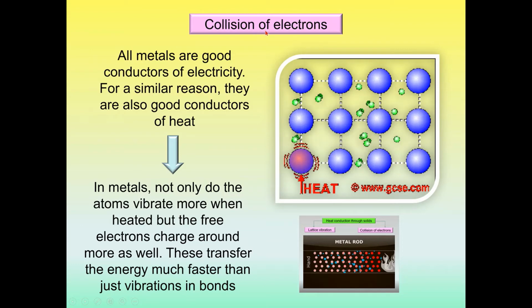In collisions of electrons, all metals are good conductors of electricity. For a similar reason, they are also good conductors of heat. In metals, not only do atoms vibrate more when heated, but the free electrons charge around more as well. This transfers the energy much faster than just vibrations in bonds.